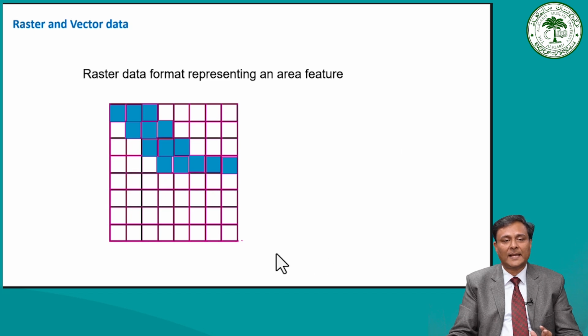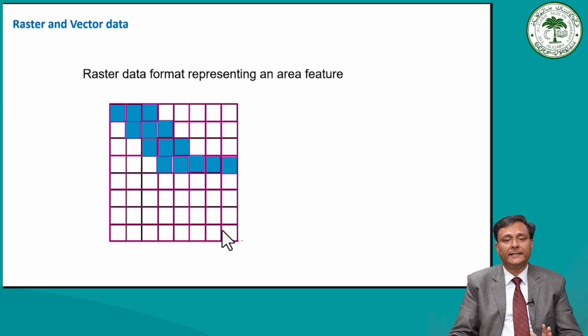Now this is the example of an area feature, how in raster data format an area feature can be represented. So this is a good example of raster data format representing an area feature. Area objects, as you have now understood, have two dimensions of length and width. An area feature is a closed figure where the boundary encloses homogeneous characteristics. It can be a lake feature or it can be a soil type, etc.